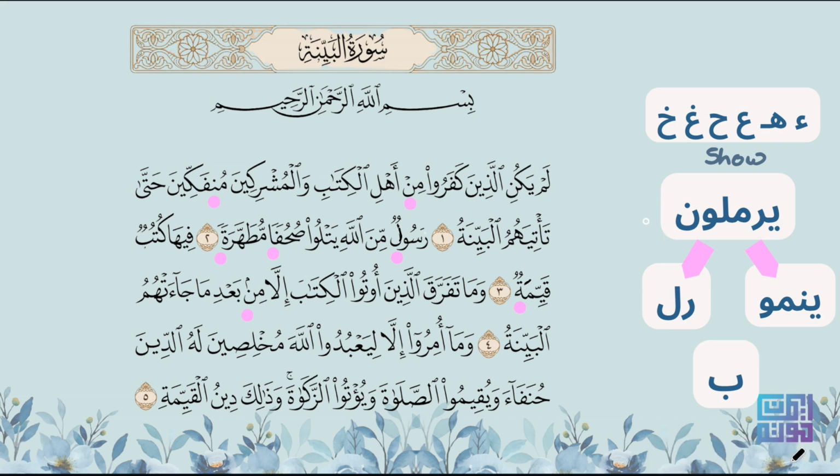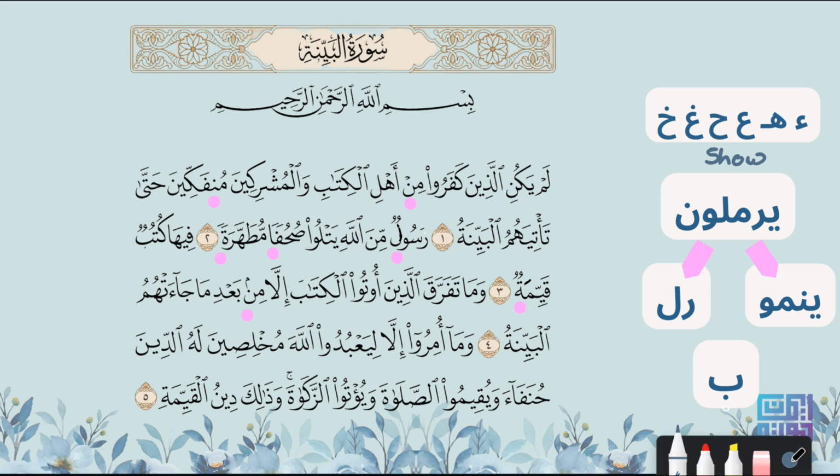Here, this is idgham. I'm gonna merge these letters. Yarmalun, they are six letters also. If they came after the Noon Sukoon, I'm going to merge the Noon into them. You are not going to pronounce a Noon, and there will be a Ghunna with those four letters and no Ghunna with those two letters. And the reason is mentioned in the playlist I already mentioned, Articulations and Characteristics.